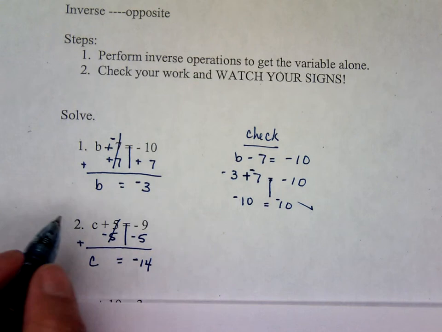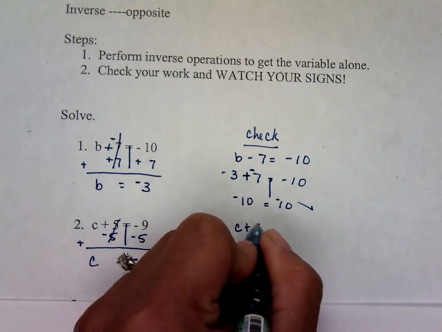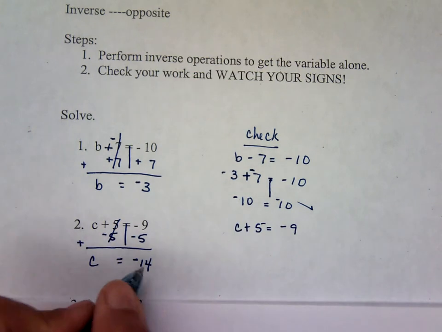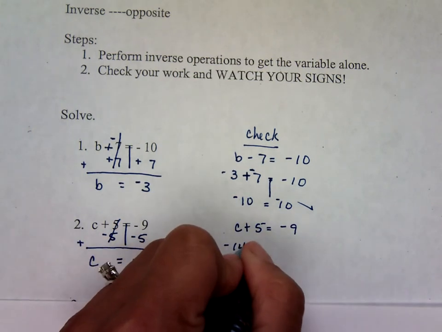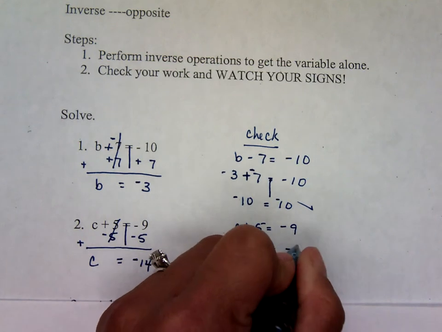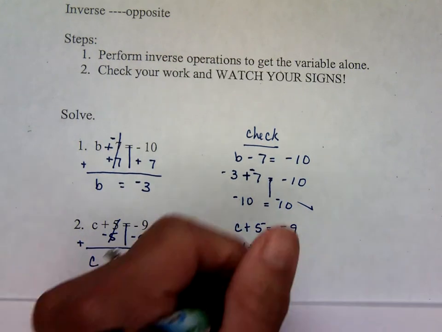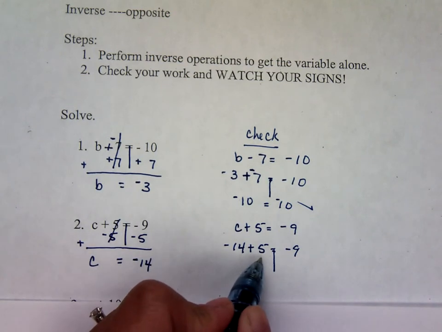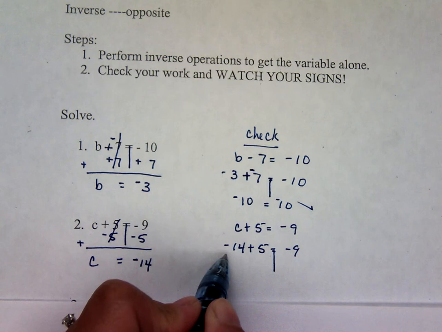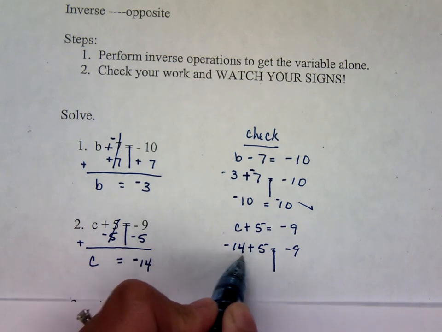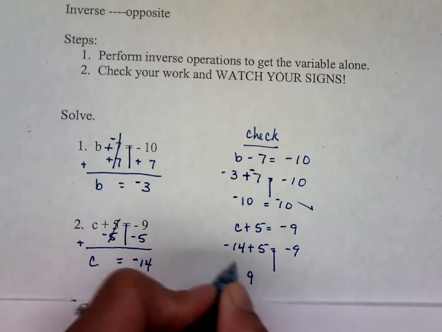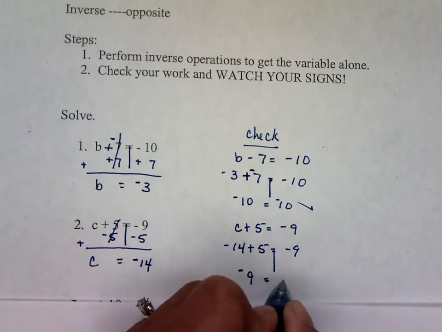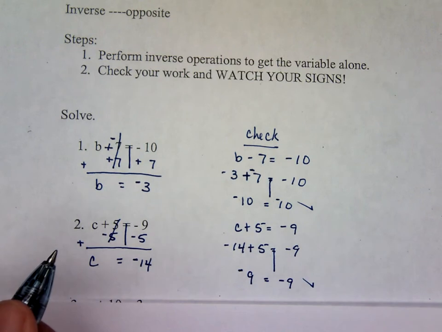Now to do your check, you can rewrite the original problem. C plus 5 is equal to negative 9. Replace your C with negative 14 plus 5 is equal to negative 9. Make your line. Now negative 14 and positive 5, they're different signs, so that means you have to subtract. 14 minus 5 is 9. And you're going to take the sign of the bigger number, which is 14, so this becomes negative 9 is equal to negative 9, and that checks out.